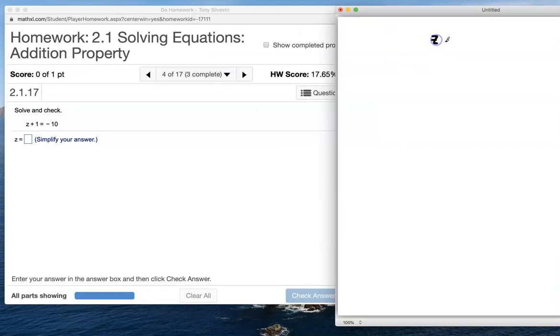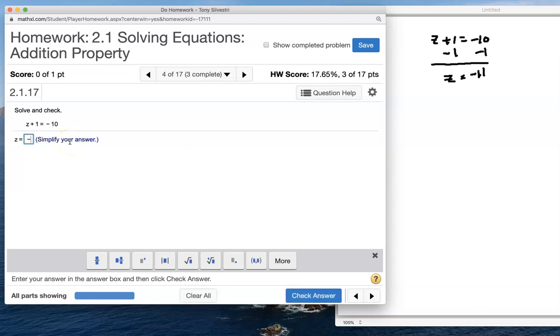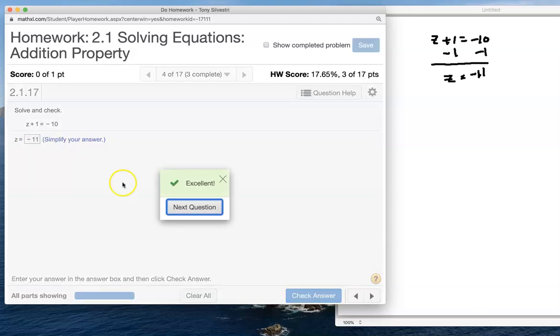Z plus 1 equals negative 10. That plus 1's got to go. Minus 1 on both sides. If you subtract 1 from one side, you subtract 1 from the other. The whole idea is we get the z by itself. Negative 10 minus 1 is negative 11. So they gave us the z equals, so just put the negative 11 in there and be done with it.